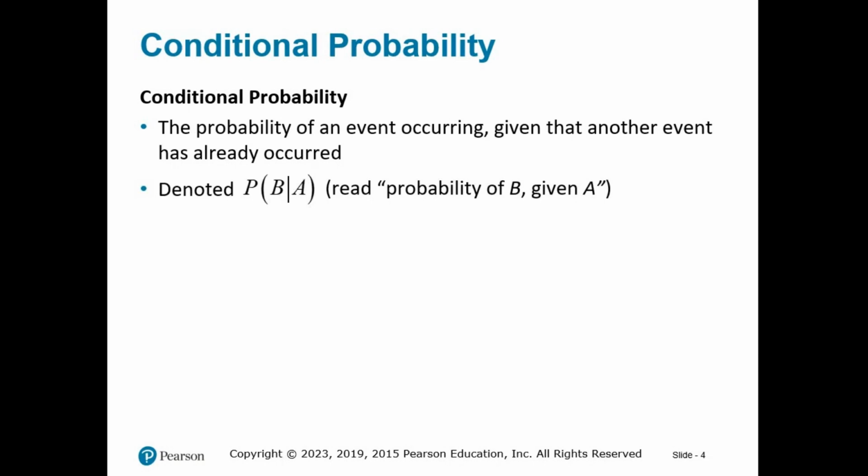The conditional probability of event B occurring given that event A has occurred is written like this. Notice the notation. P of B given that A. That straight line in between B and A is interpreted as the phrase given that, or just given. So we read this as the probability of B given A.